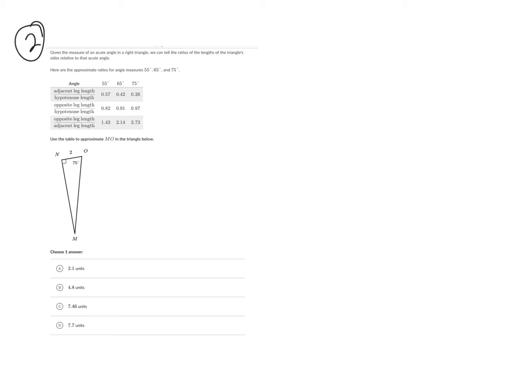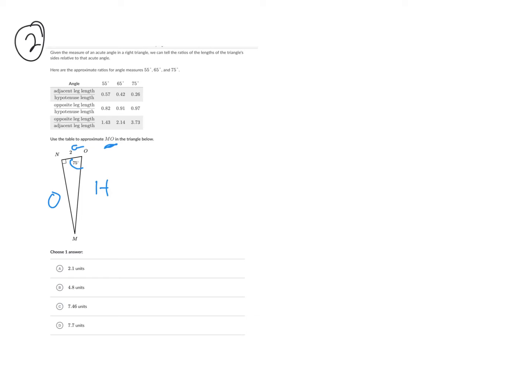Looking at number 2, first thing I'm going to do is label my triangle. We're looking at this angle. This is hypotenuse. Across from it is opposite. Next to it is adjacent. We are trying to solve for MO. That's what it says here. So that's the hypotenuse.